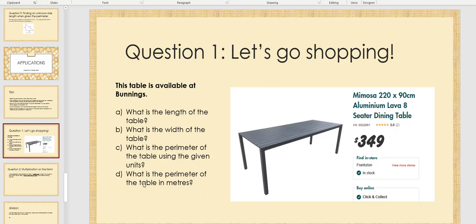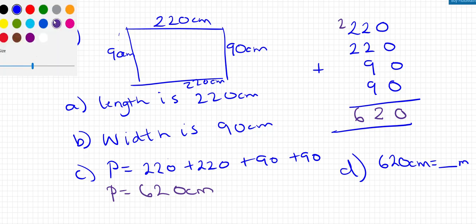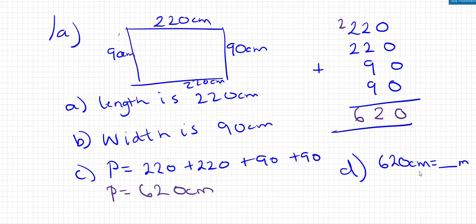Now D asks us, what is the perimeter of the table in meters? So they want us to convert the units. I don't need to change the sides, I've got the whole perimeter here. So all I need to do for D is convert 620 centimeters into meters. So 620 centimeters is equal to how many meters? Now we have done many of these questions before. We have used a conversion chart. I might try this one mentally, but if you need to use a conversion chart, you should know how to draw it yourself as well.